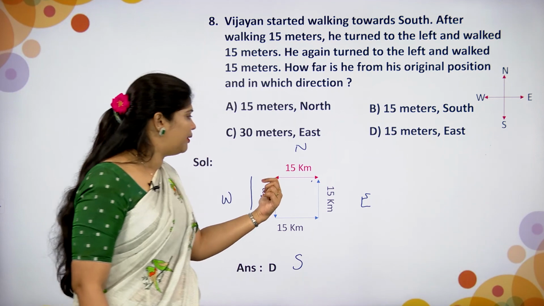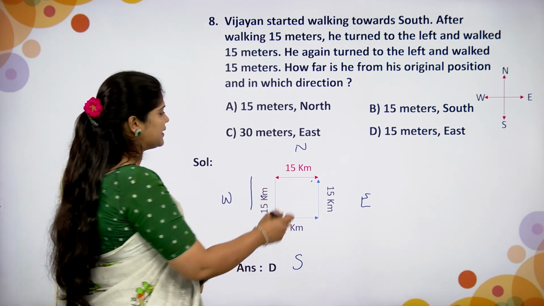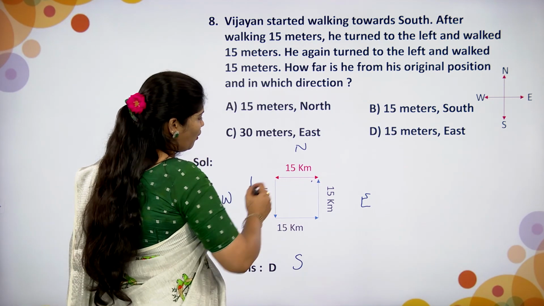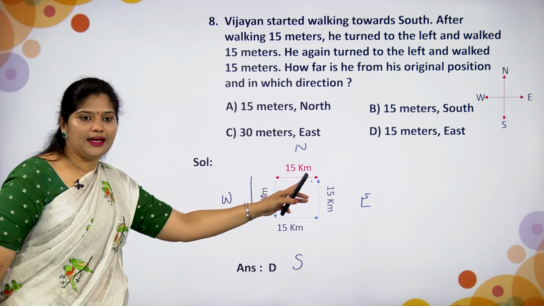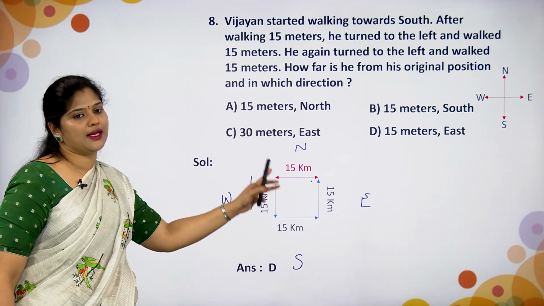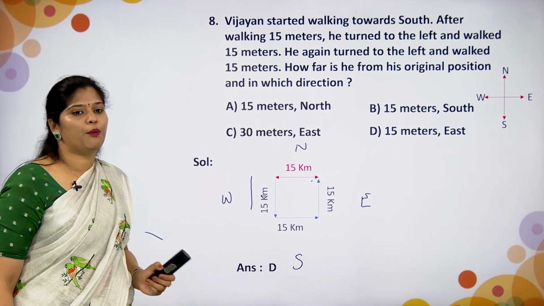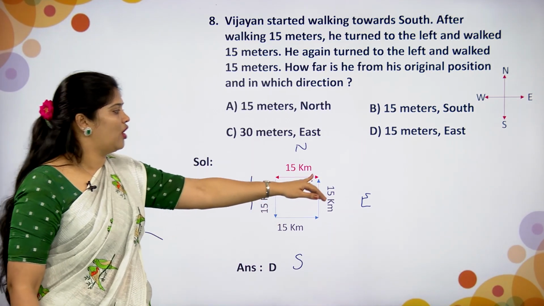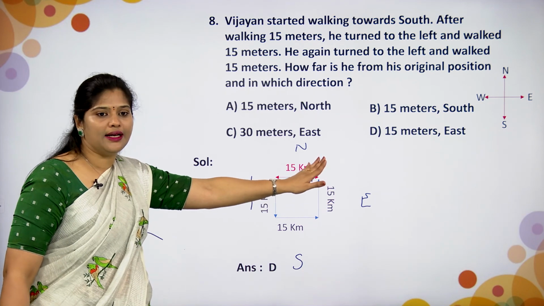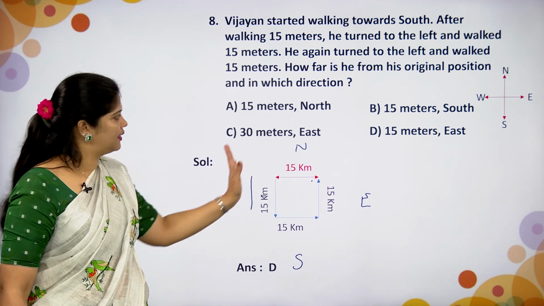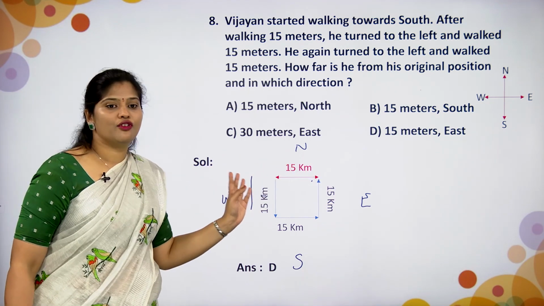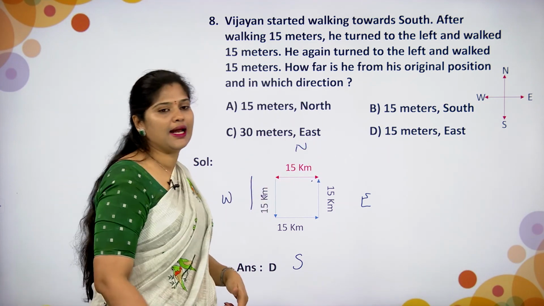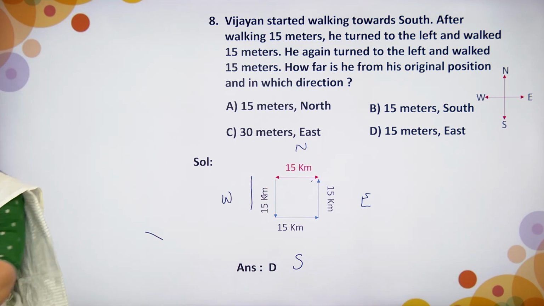15 meters east, because he is here. So now he travelled 15 meters, then he reached near his original position. So 15 meters east. Now he is in east direction, 15 meters from his original position. Option D is the correct answer. He is in east direction away from his original position.